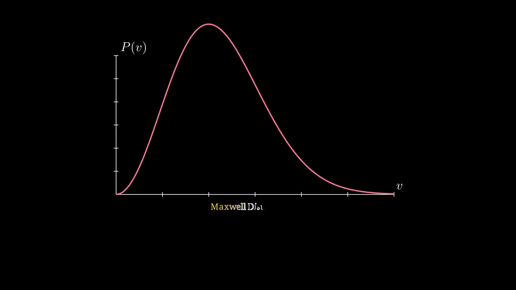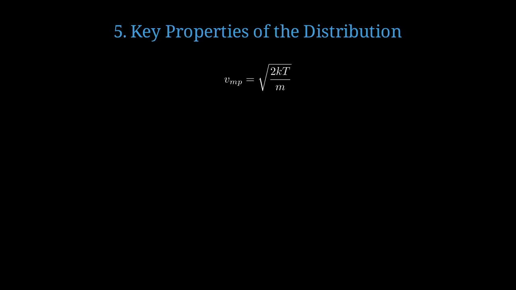This is the famous Maxwell distribution, a bell-shaped curve that peaks at the most probable speed and has a long tail toward high speeds. Let's examine the important features of this distribution. The most probable speed is Vmp equals the square root of 2kT over m, which occurs at the peak of the distribution. The average speed is slightly higher, V average equals the square root of 8kT over pi m. The root mean square speed is highest of all. Vrms equals the square root of 3kT over m and relates directly to kinetic energy.